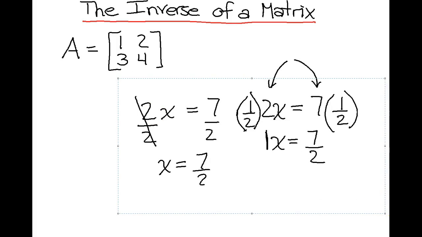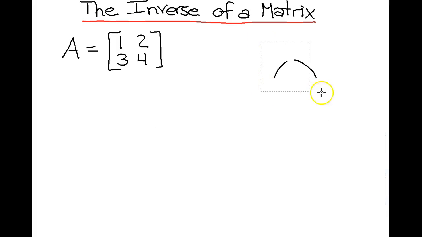In matrix equations, you can't divide by a matrix. There's no such thing as dividing by a matrix. So you have to multiply both sides by the multiplicative inverse of the matrix.